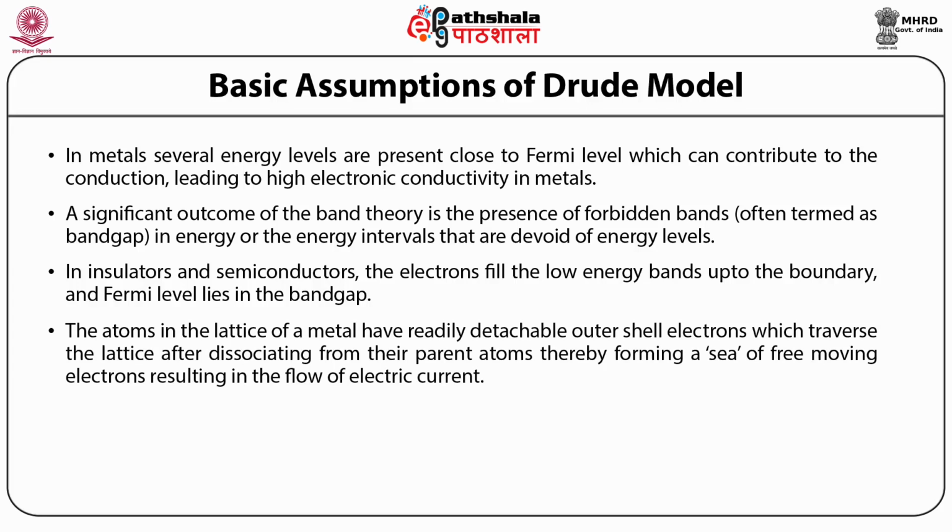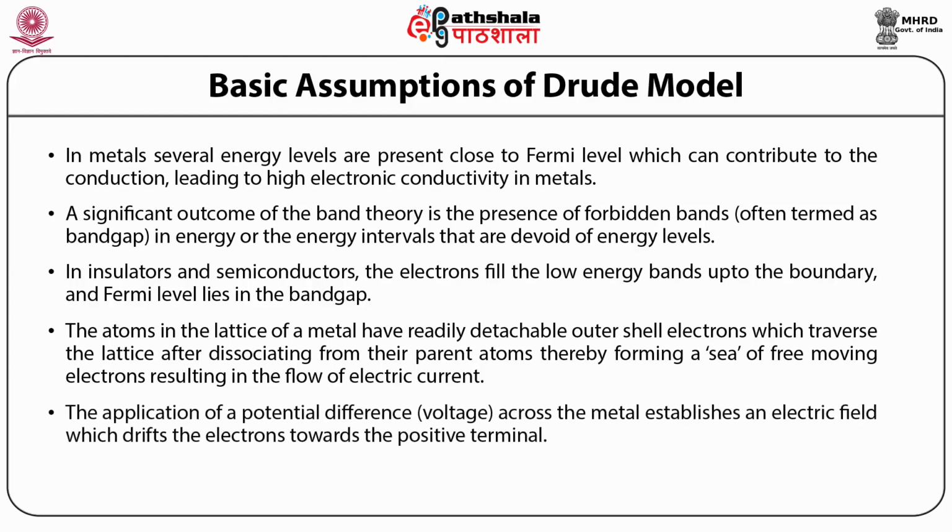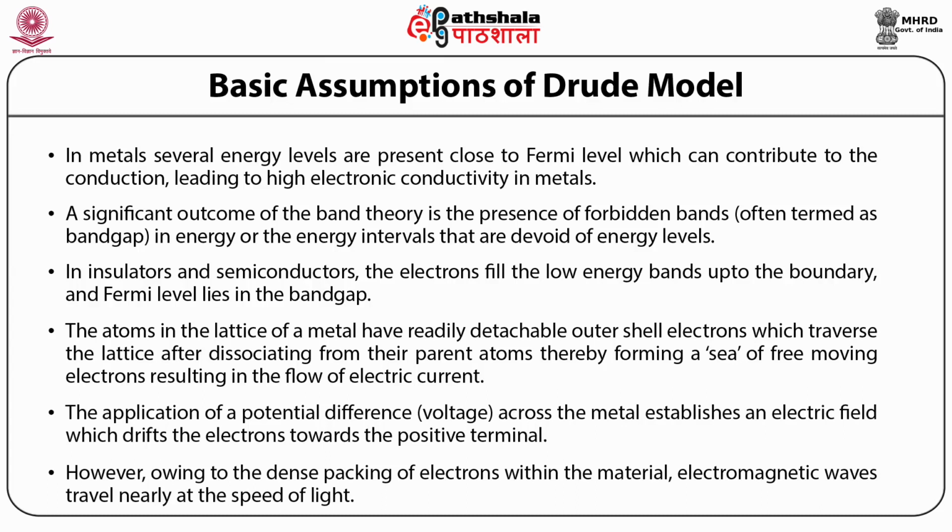The atoms in the lattice of a metal have readily detachable outer shell electrons, which travel the lattice after dissociating from the parent atom, thereby forming a sea of free moving electrons, resulting in the flow of current. The application of a potential difference, or voltage, across the metal establishes an electric field which drifts the electrons towards the positive terminal. Actual drift of electrons is slow, in the order of a meter per hour. However, owing to the dense packing of electrons within the material, electromagnetic waves travel nearly at the speed of light.